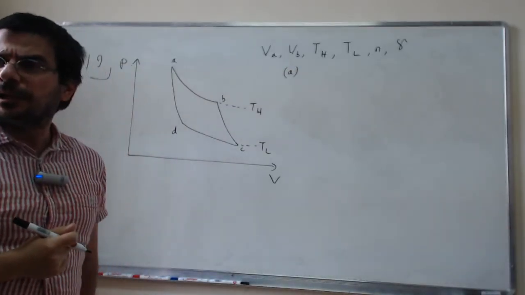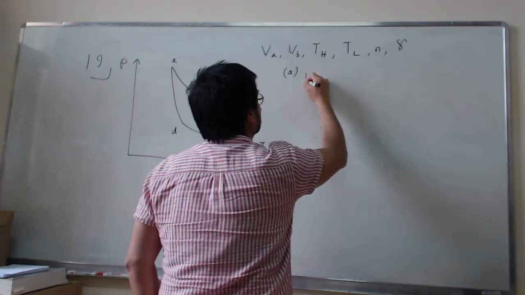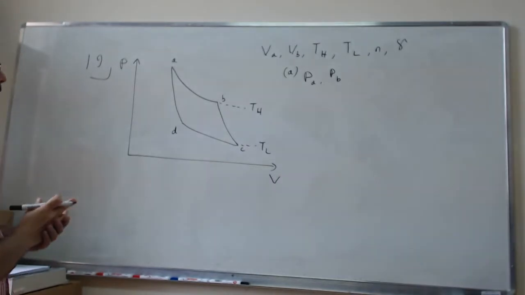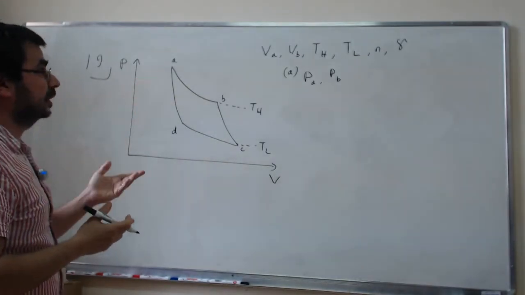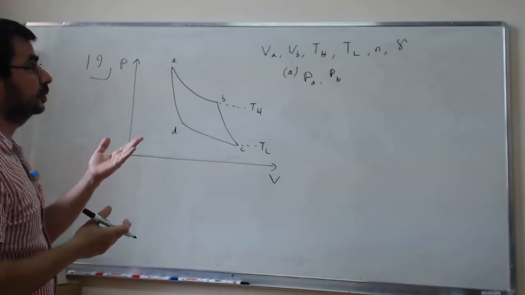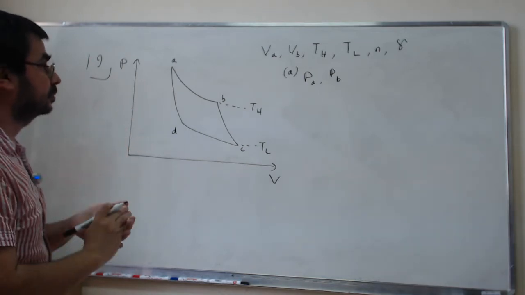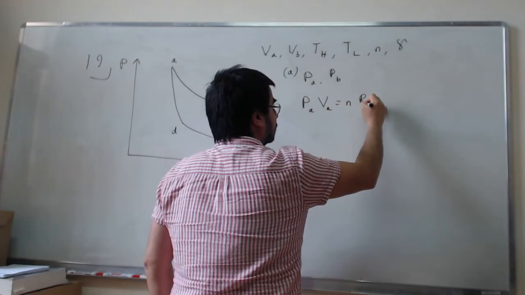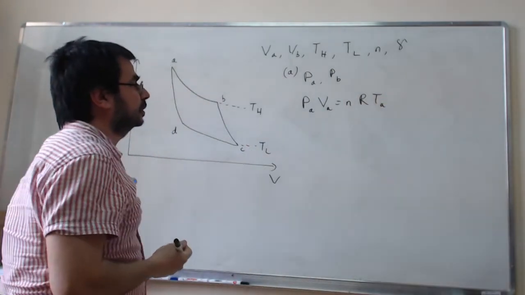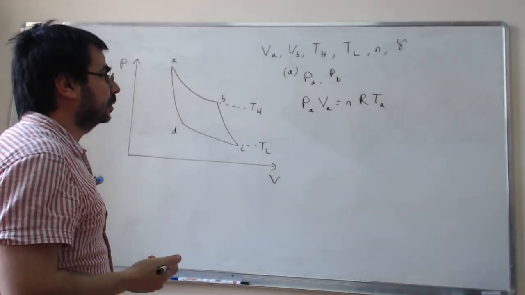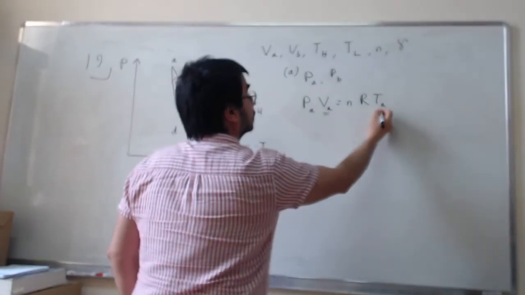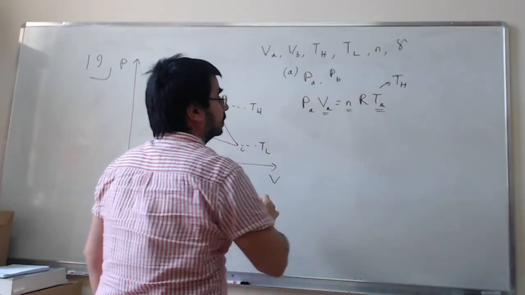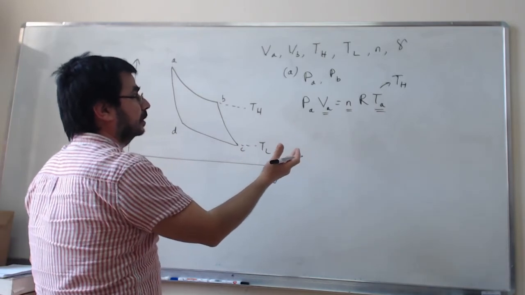The first thing they're asking is to calculate the pressures at A and B, so PA and PB. Now the first thing that comes to your mind, because you know so many things about this point, is to try to use the ideal gas law. You know the number of moles, you know the temperature and the volume. So PA VA is just N R TA. N is common, R is a constant, and we know VA, that's given. We know TA, this is the same as T high. We know N, that's given. R is a constant we can look up, so we can just calculate the pressure.